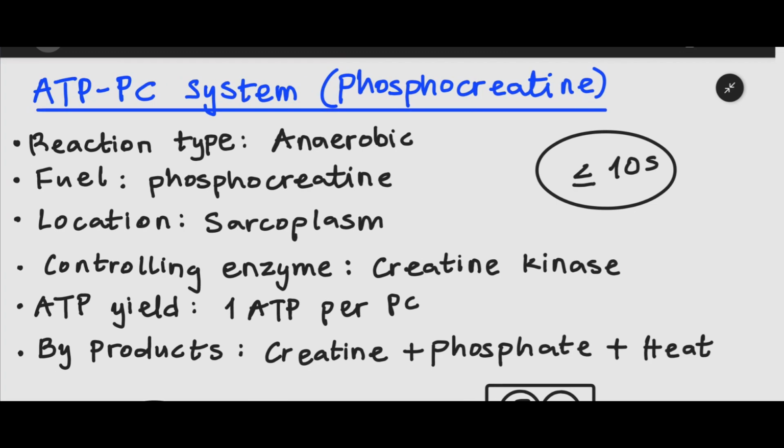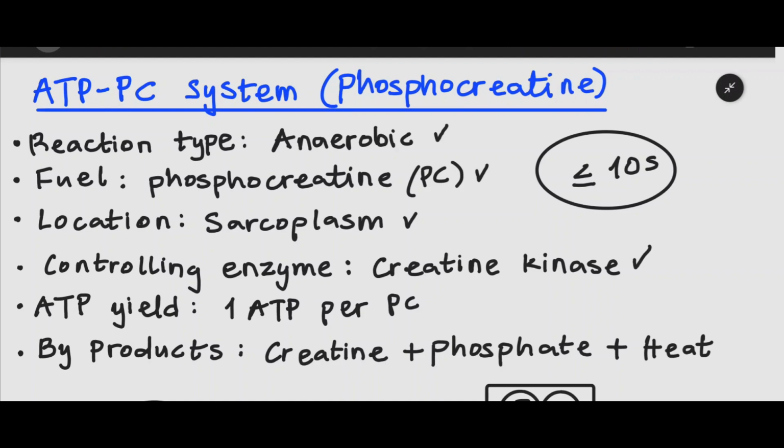First, we're going to look at the reaction type. The reaction type for ATP-PC system is anaerobic, meaning no oxygen is needed. The fuel it uses is phosphocreatine, which can be denoted as PC. The location is in the sarcoplasm. The controlling enzyme is creatine kinase.